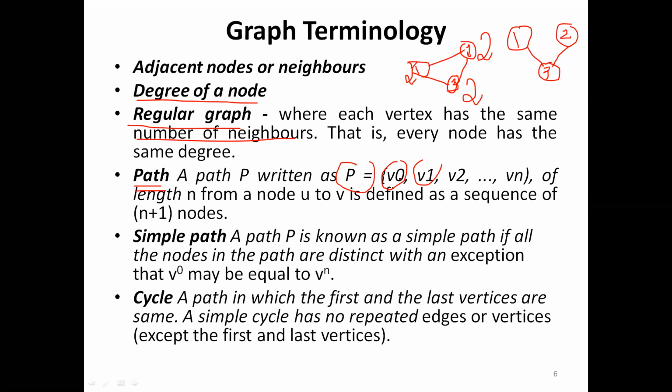Actually, V0, V1, up to Vn should all be in suffix.